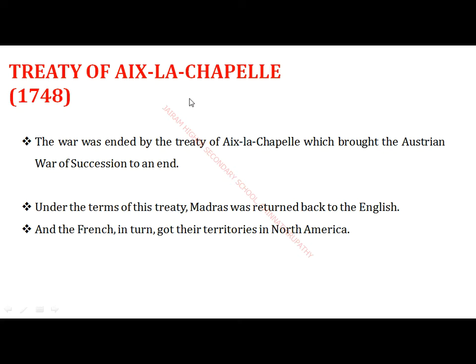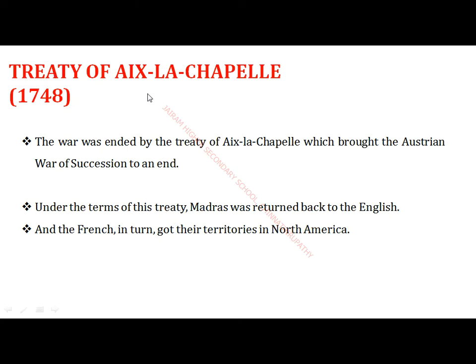Aix-la-Chapelle is a place name situated in the Holy Roman Empire. Under the rule of the Holy Roman Empire, the city is there. About Aix-la-Chapelle, we are going to have a small definition. In 1748, the Treaty of Aix-la-Chapelle, sometimes called the Treaty of Aachen. Aix-la-Chapelle is also known as Aachen, A-A-C-H-E-N. Aachen ended the War of the Austrian Succession following a congress assembled on 24th April 1748 at the free imperial city of Aachen.